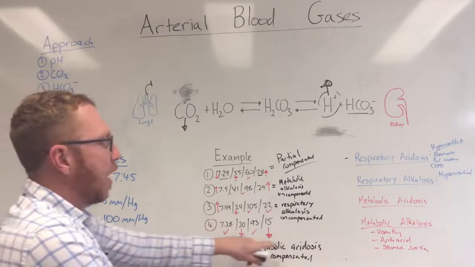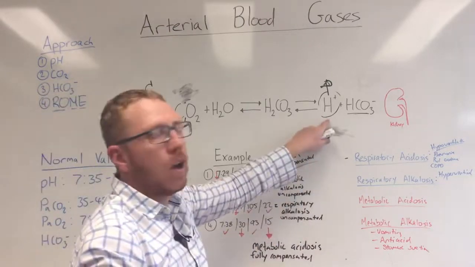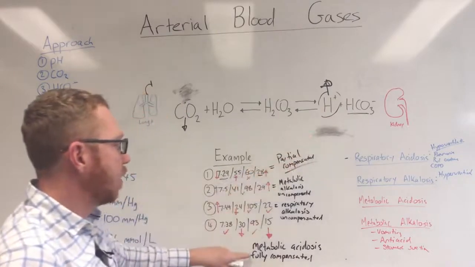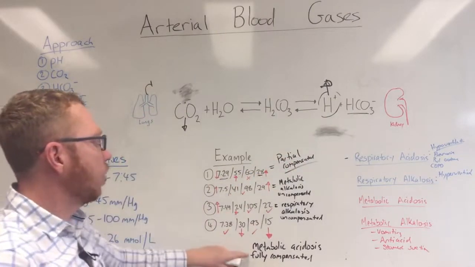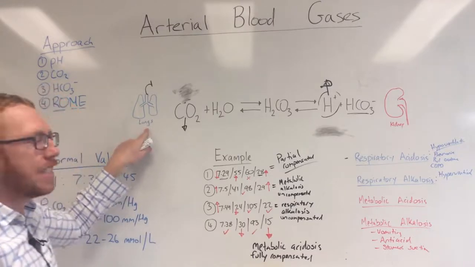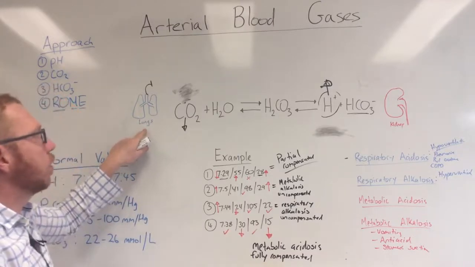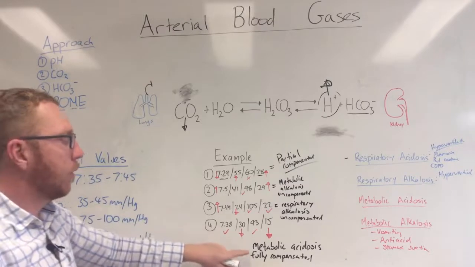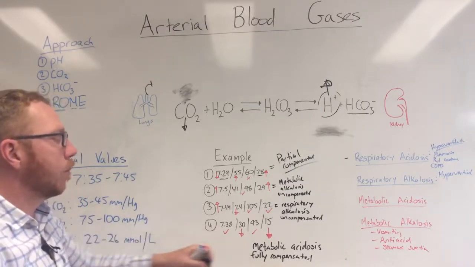So even though we've got an acid forming condition, high amounts of hydrogen, it's compensated. The lung has compensated, which it will probably do because your lungs work within seconds to minutes to try and compensate. So this is why we've got a metabolic acidosis, fully compensated.